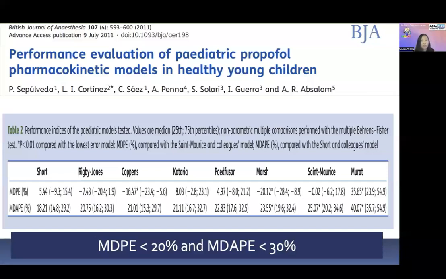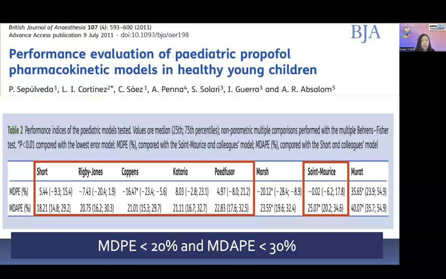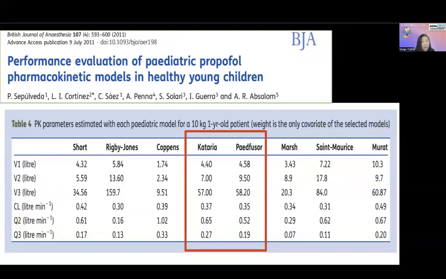In this paper, the performance of various models was evaluated in a healthy young pediatric population. And surprisingly, a lot of the models they evaluated showed good performance in children. And when the simulation was done on a 10 kilo 1-year-old patient, the parameters estimated from the Kataria model and Paedfusor model are in fact quite similar.